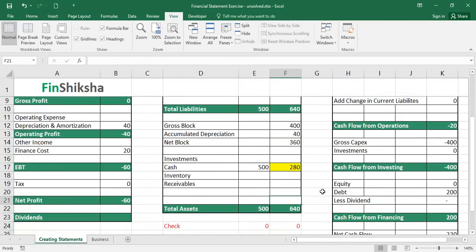Next step, the company invests 100 crore in mutual funds. That's an investment. The moment you do an investment, you'll put 100 crore here, and when you put 100 crore there, the cash will go down by 100 crore. So the balance sheet items rearrange themselves, correct?